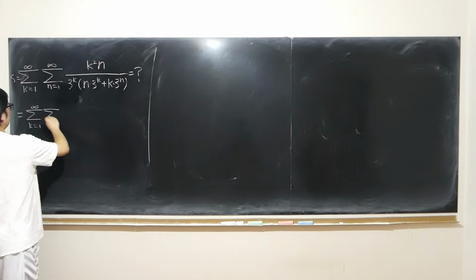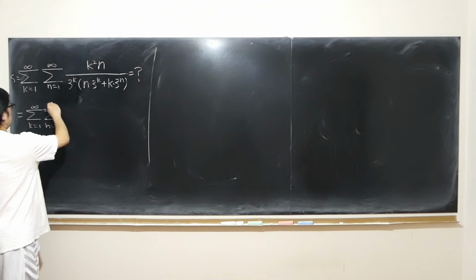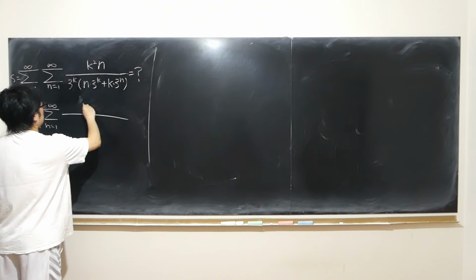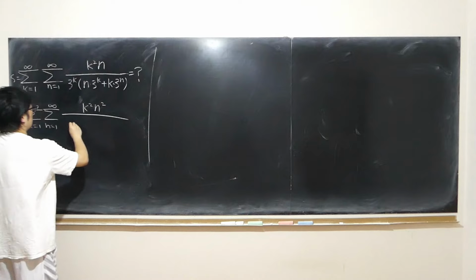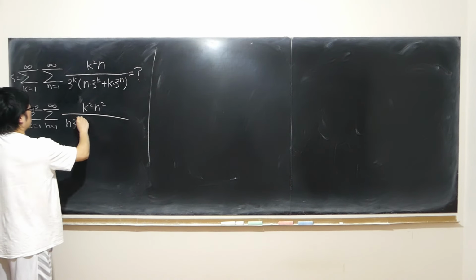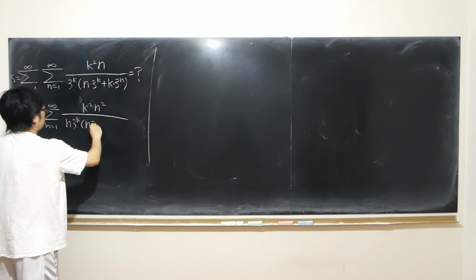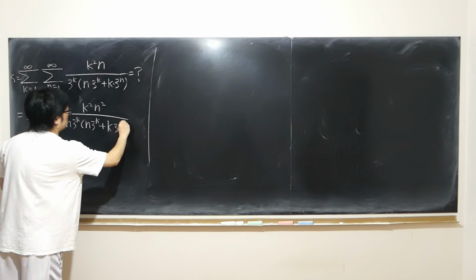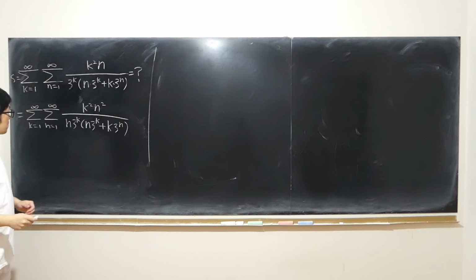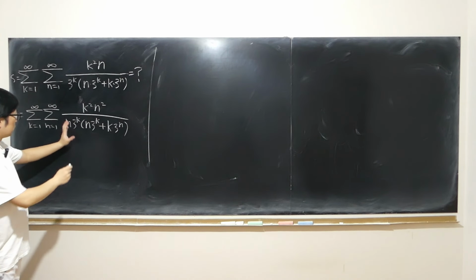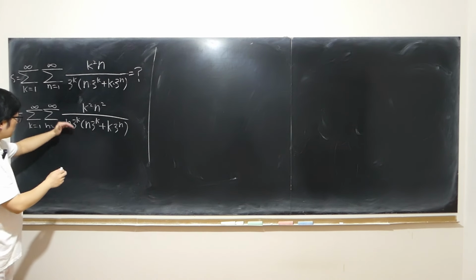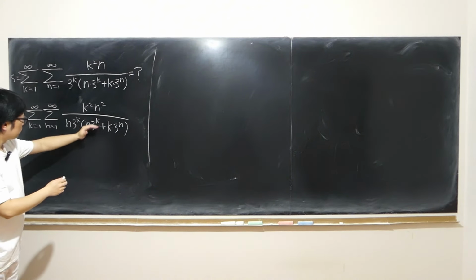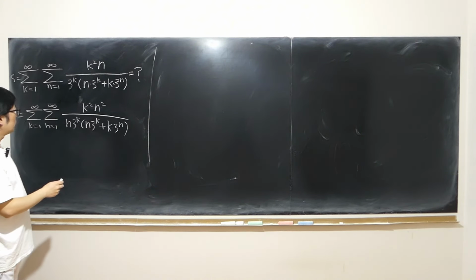infinite sum. We have k squared times n squared. We have n times 3 to the k times n times 3 to the k plus k times 3 to the n. Right? So this time it looks more symmetric. n 3 to the k, n 3 to the k, 3 to the n.